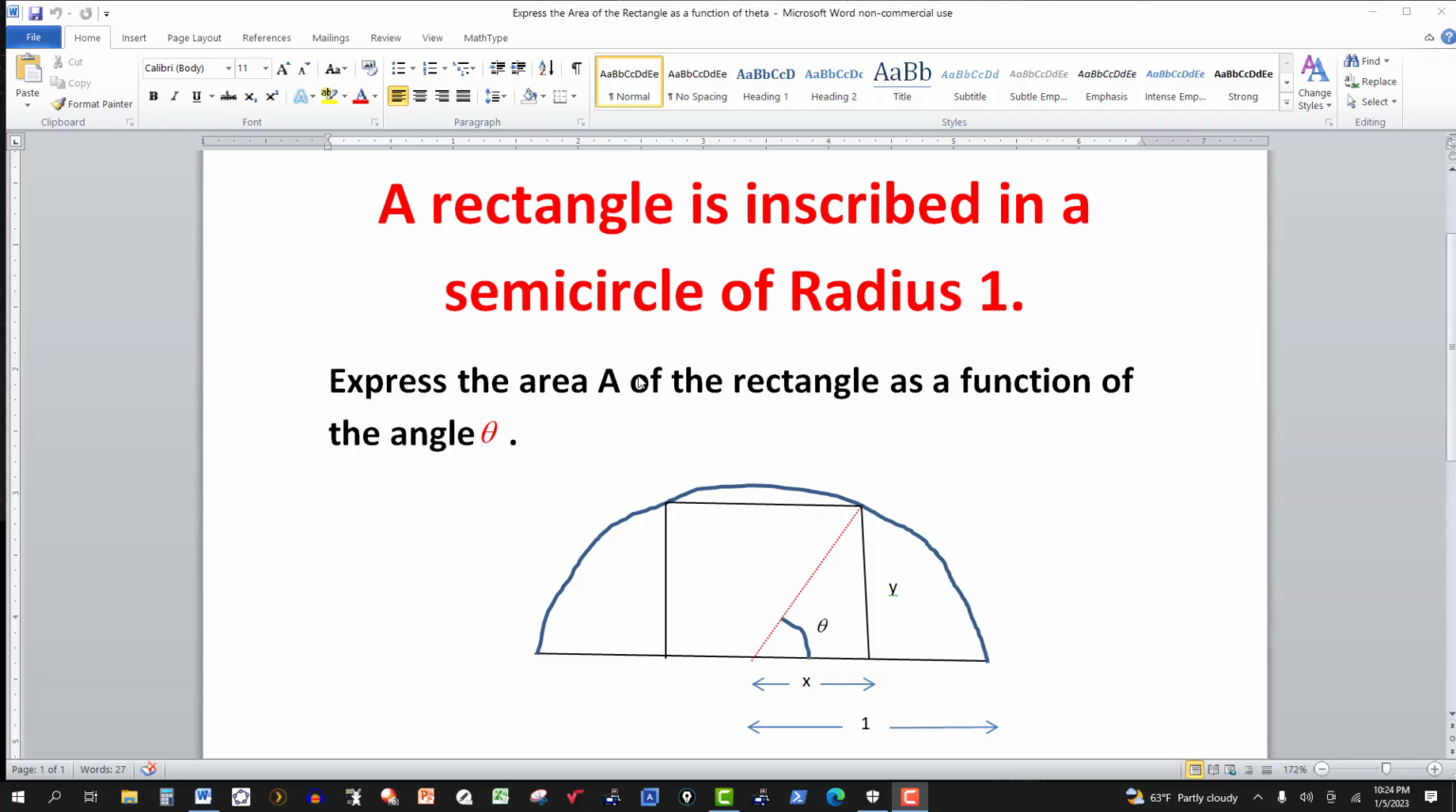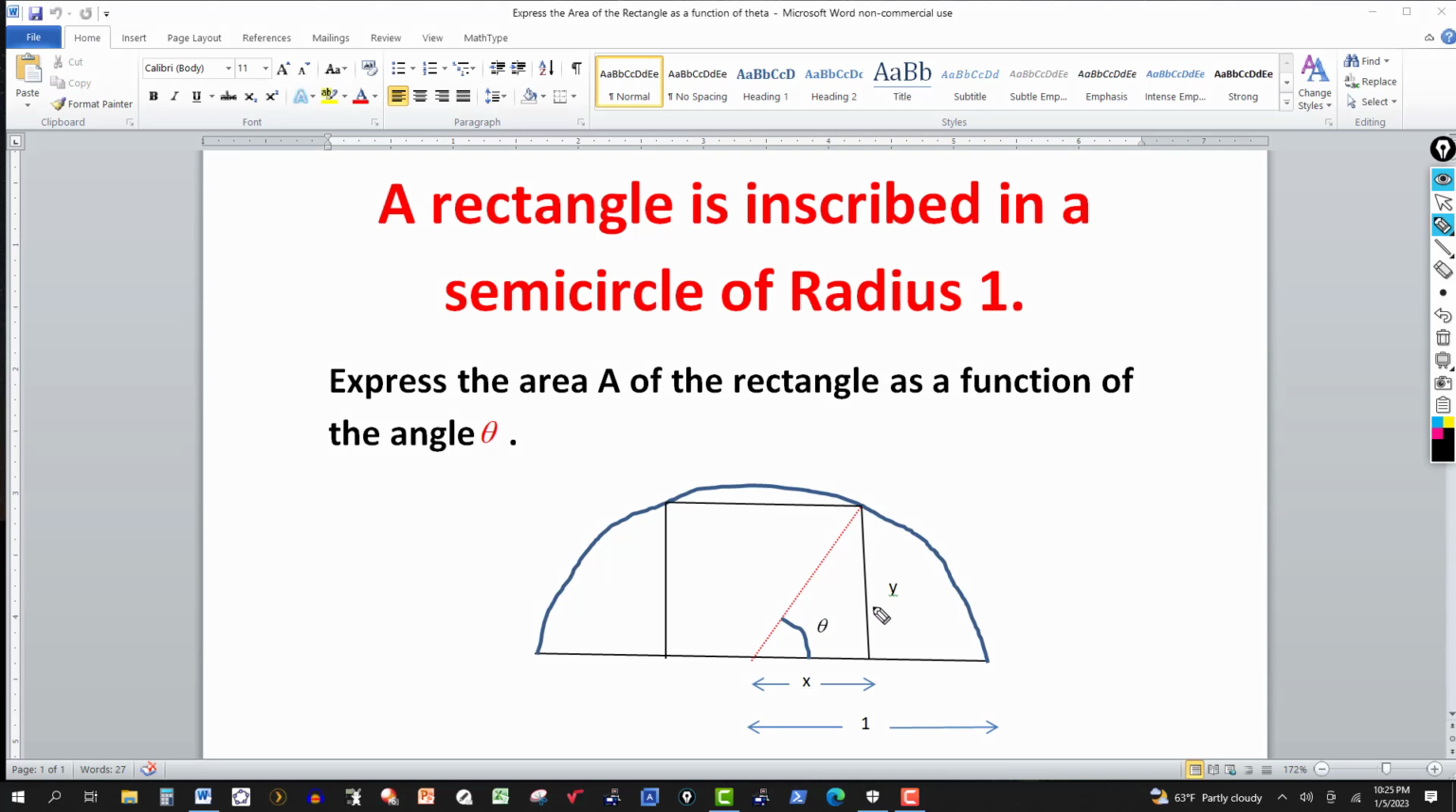In this video, we have a rectangle inscribed in a semicircle of radius 1, and we want to express the area of the rectangle as a function of the angle theta seen here in the diagram, or another way to say it, in terms of theta. So let's look at the diagram.